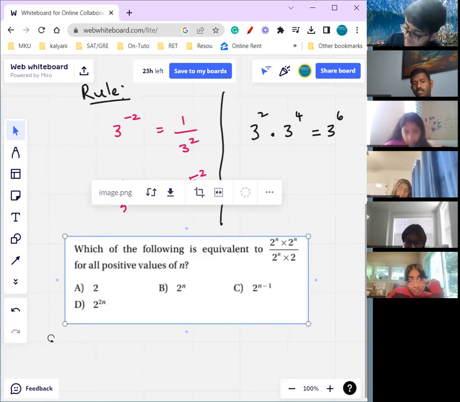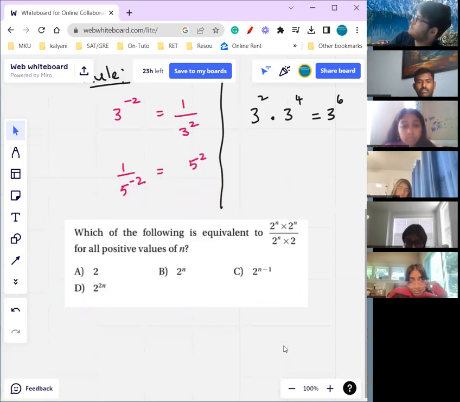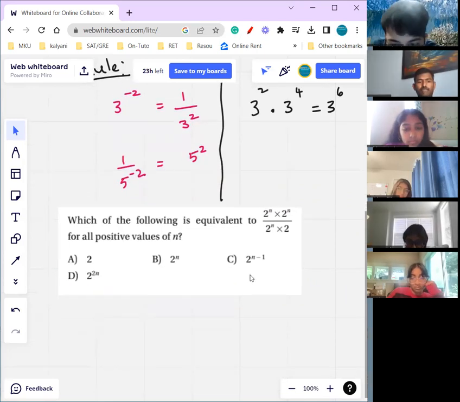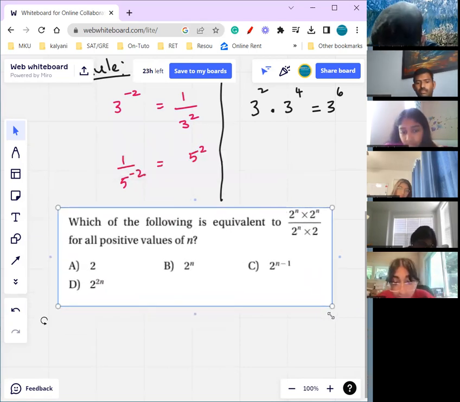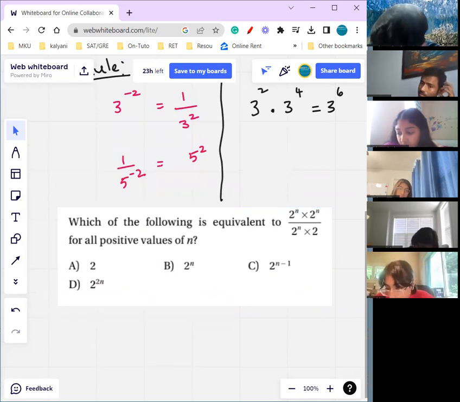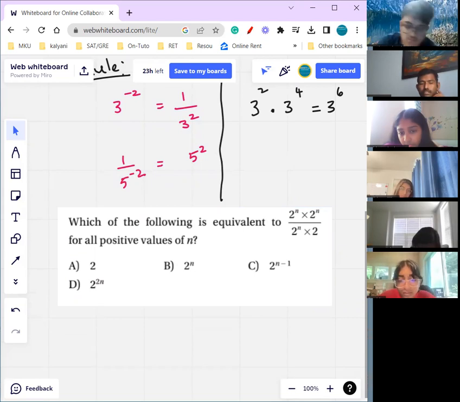Okay, Abhishek, can you please read this question for us? Which of the following is equivalent to 2 to the power of n times 2 to the power of n over 2 to the power of n times 2, for all positive values of n? The all positive values of n is basically a restriction on n, and in this question it doesn't really make any difference when you solve it. Just give it a try and put the answers in the chat box.